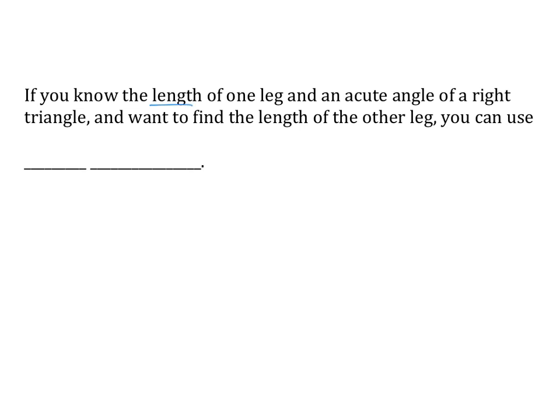If you know the length of one leg and an acute angle of a right triangle, and you want to find the length of the other leg, not the hypotenuse, but the other leg, then you can use the tangent ratio.